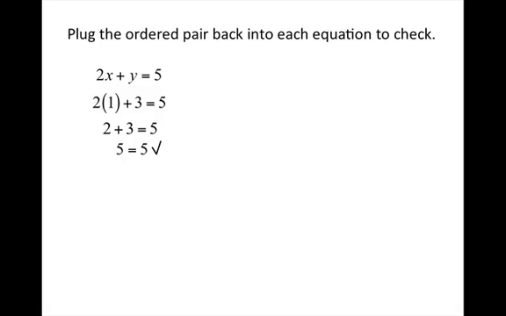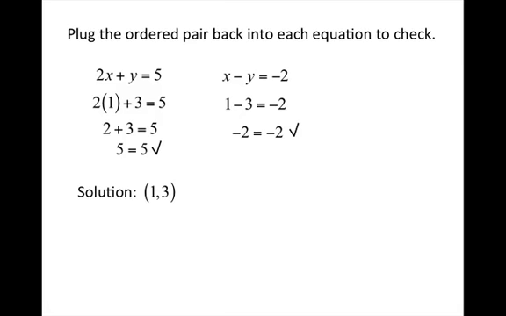If it checks in the first equation, you have to plug it into the second equation. So take the x minus y equals negative 2 and let x be 1 and y be 3. And 1 minus 3 is negative 2, so this checked in the second equation as well. Since this checked in both equations, I know that is the solution to my system. So my solution was the ordered pair 1, 3.